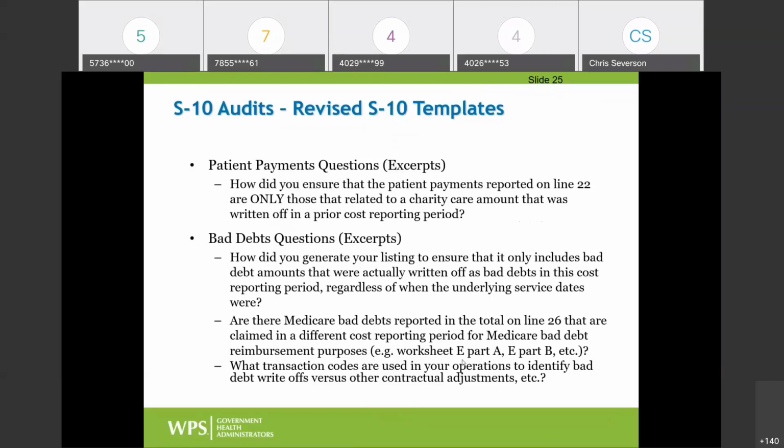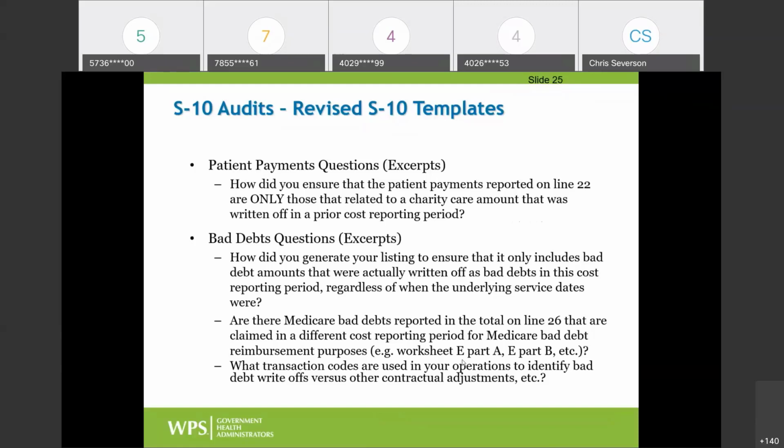So I know this is not a full-blown S10 training, but I do want to stress that point of payments out really quick. We discussed it in depth in the YouTube video and the website. That patient payment on line 22, it's not expected to be a very high number in most cases, because what it relates to is not all patient payments, but only patients that have already been written off for charity care and the patient still decided to make a payment against that charity care approved amount after the fact, and it was accepted by the hospital.